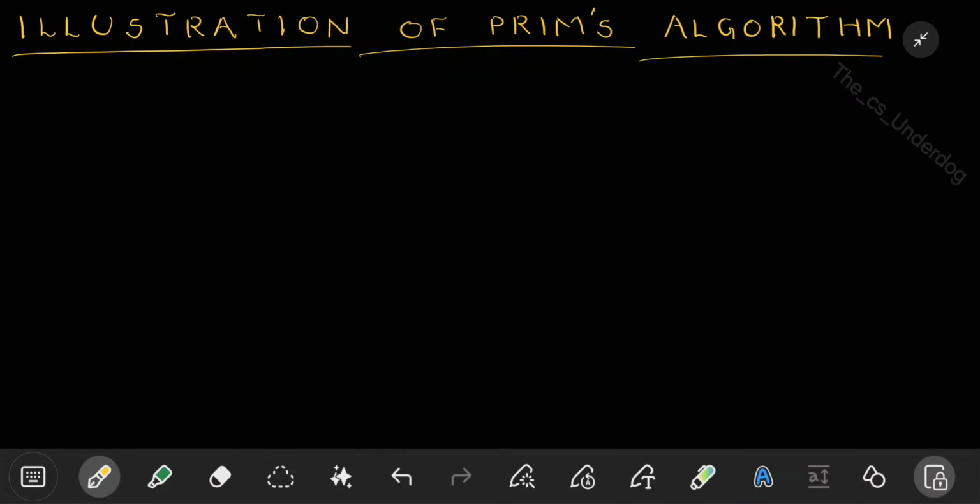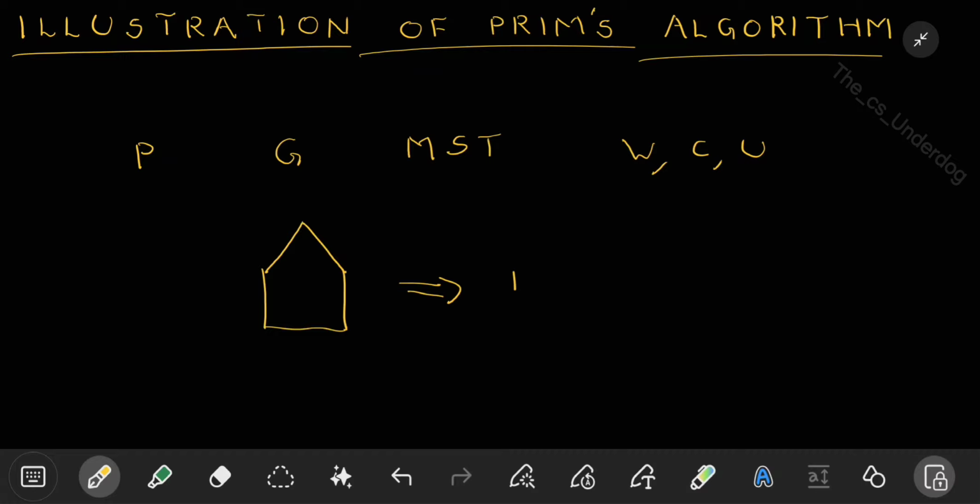Illustration of Prim's algorithm. In the last lecture, we learnt about Prim's algorithm, which is a greedy algorithm for finding the minimum spanning tree of a weighted, connected and undirected graph. In this lecture, we'll take a graph and see how to construct the minimum spanning tree of this graph using Prim's algorithm.